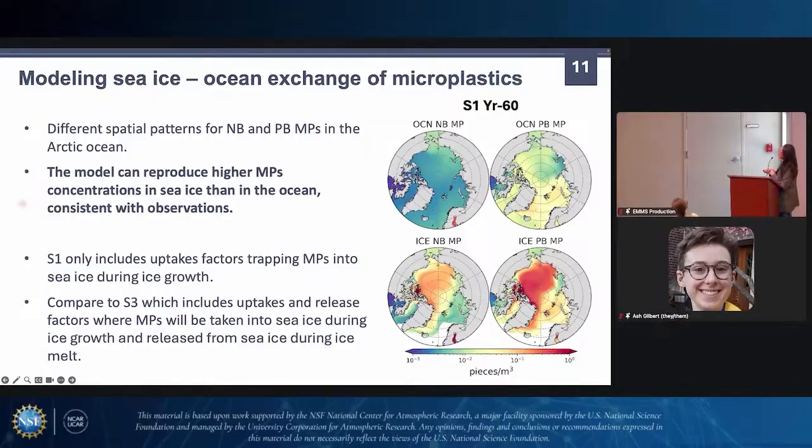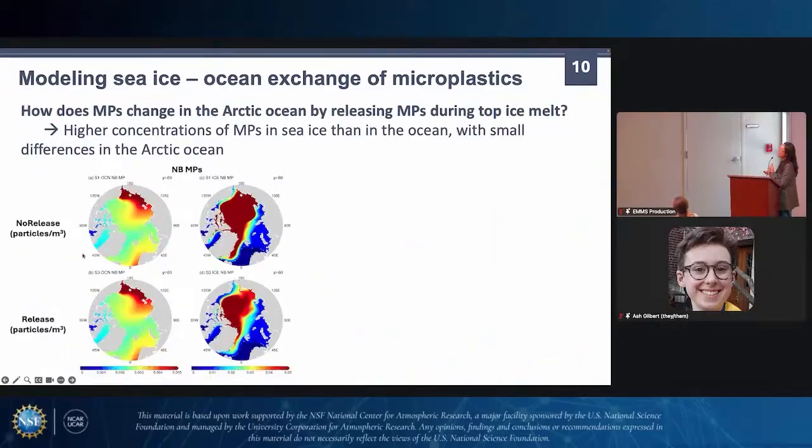So simulation 3, which includes both uptake and release factors, where microplastic will be taken into sea ice during ice growth and released from sea ice during the ice melt. Here, let's start with neutrally buoyant microplastic first. Here I'm showing the comparison between the cases without and with release factor.